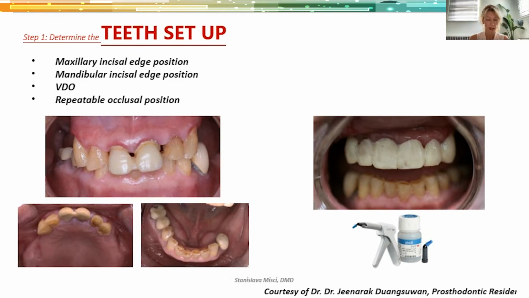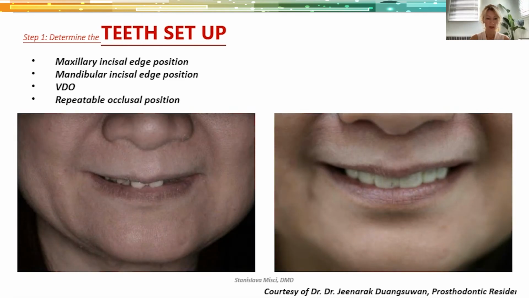Now, vertical dimension. We added composite on the lingual of those incisors to hold the vertical dimension that we wanted to achieve. And in terms of finding that repeatable occlusal position, we used that piece of composite as a jig, so she would consistently close in that position. And once we determined that position, we could record it.